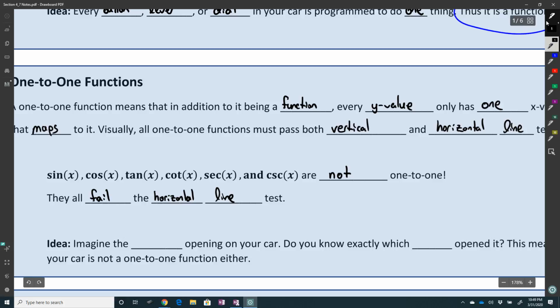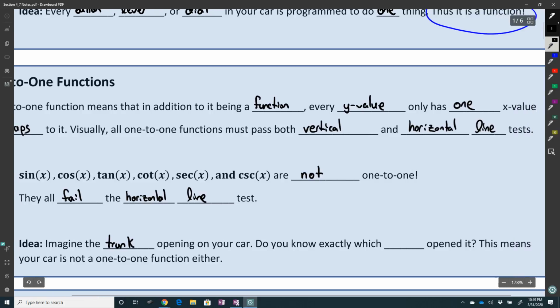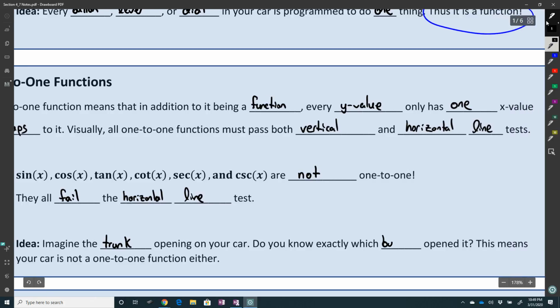Okay? So an example for that is, imagine the trunk opening in your car. So imagine you're in your car, okay, and the trunk opens. Do you know exactly which button opened it? All right? Remember, there's the button on your keys that opens the trunk. It's called the key fob. There's the button on the dash.